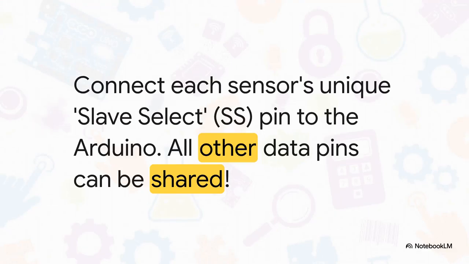Now I know what you're thinking. You see a wiring diagram and it just looks like a total mess of spaghetti. But honestly, the idea here is super simple. A bunch of the wires can actually be shared between all the sensors. They can all be connected together. Each sensor just needs one single, unique wire going back to the Arduino brain. It's called the slave select pin, and it's just how the brain knows which specific sensor it's talking to at any one time. That's it.